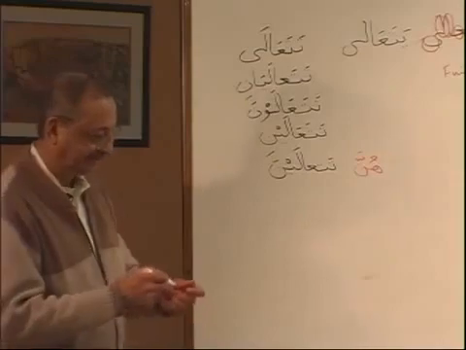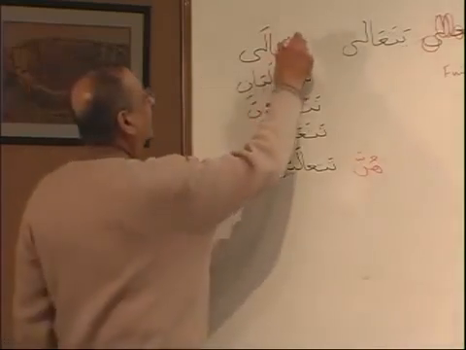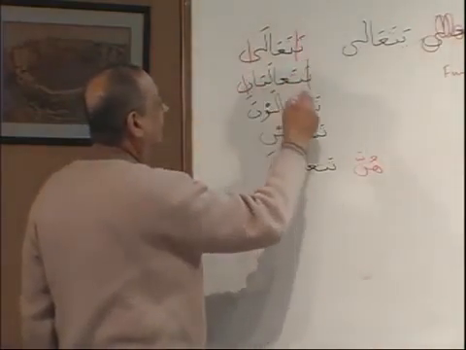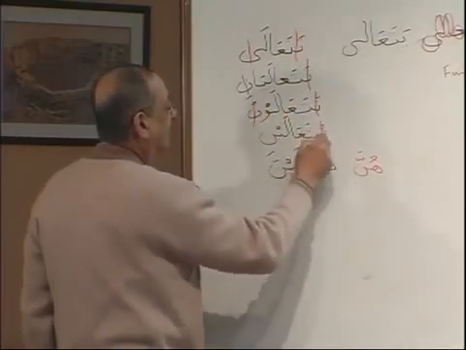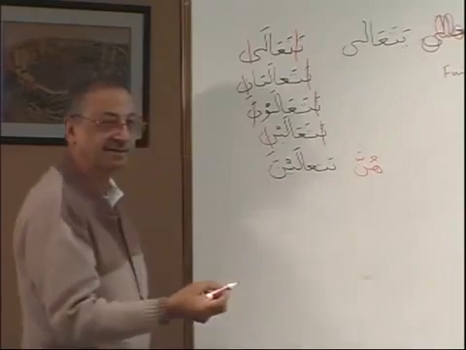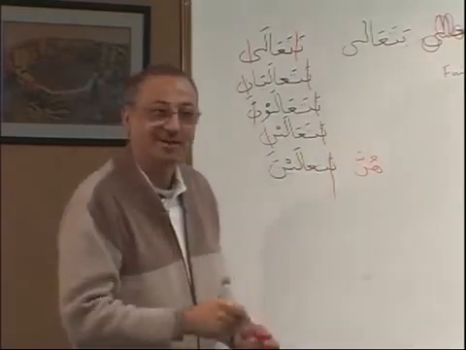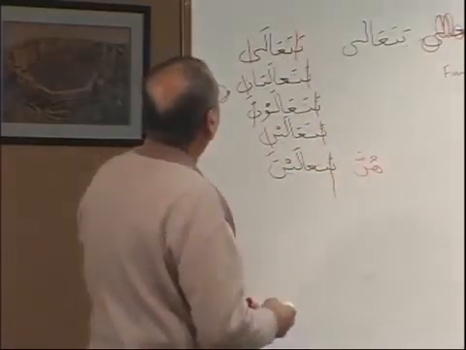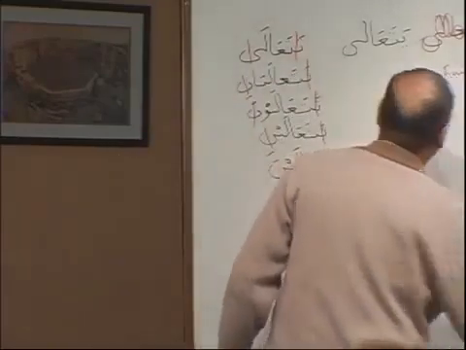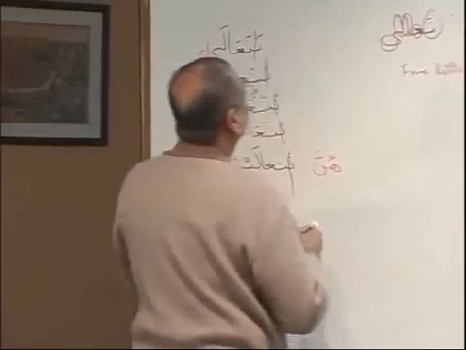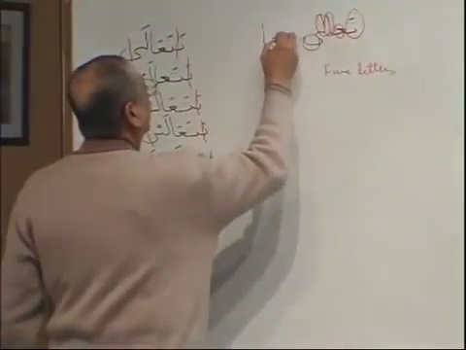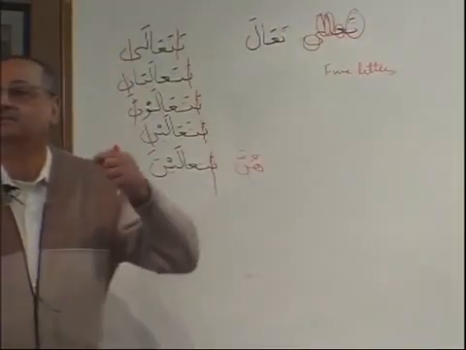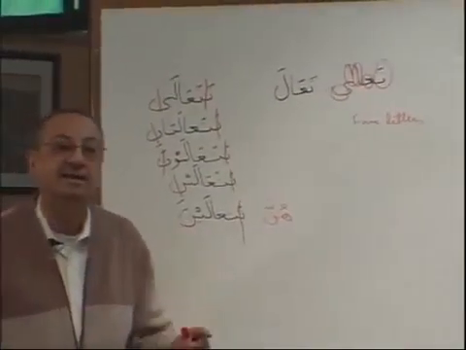How do I make amr? Brother Hassan, how many chops? Two chops. Okay. How many chops here? Also two chops. How many chops here? One chop only. Remember, it's mabni. Okay, brothers and sisters, so what will be the result of ta'ala? Ta'al. But you will always hear this ta'al as if there is a sukoon on lam, but it is ta'ala. Are you with me, brothers and sisters?